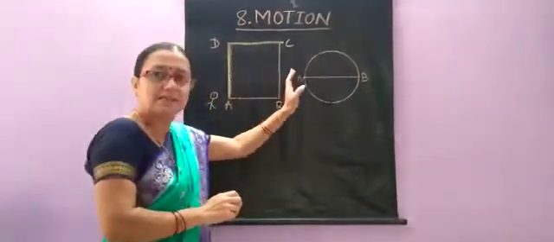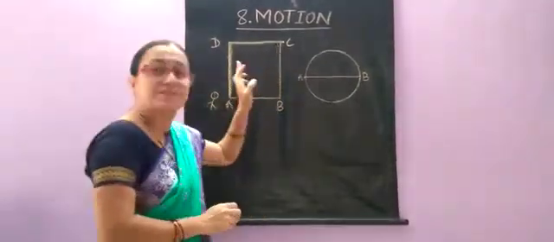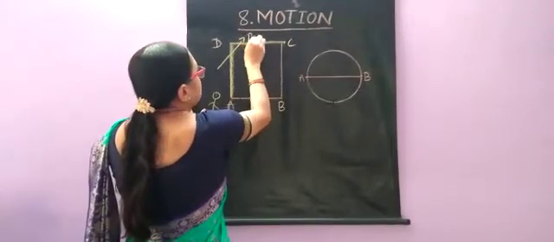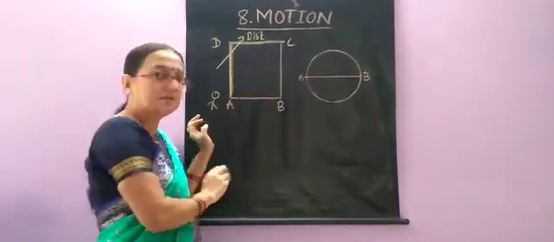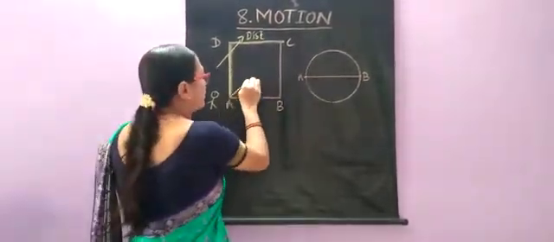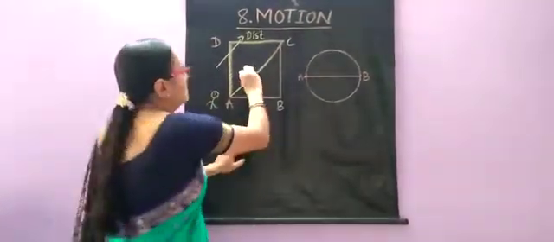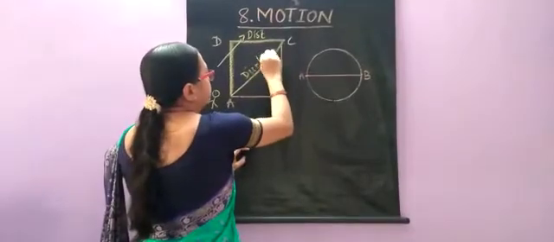If he goes like this, it is his actual distance traveled. This path is nothing but distance traveled. Yes, there is a shortcut also from A to C directly. He is moving directly from A to C. This is displacement.